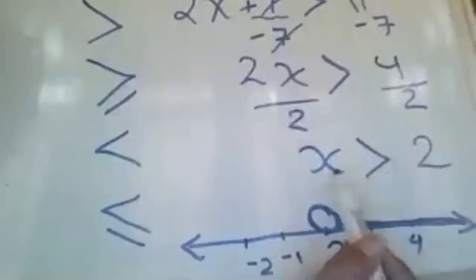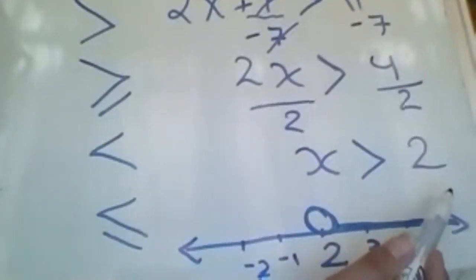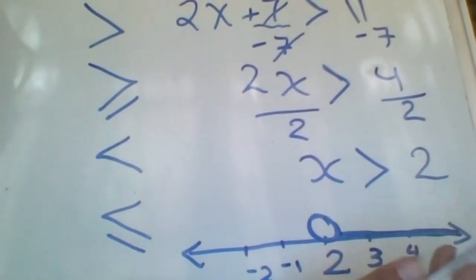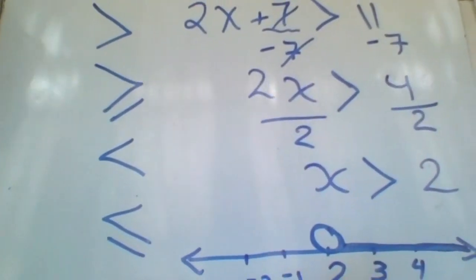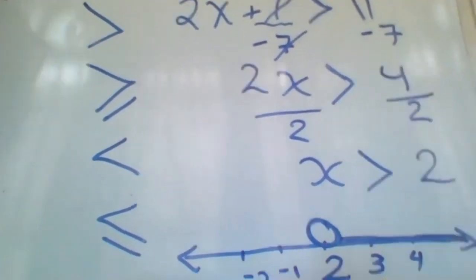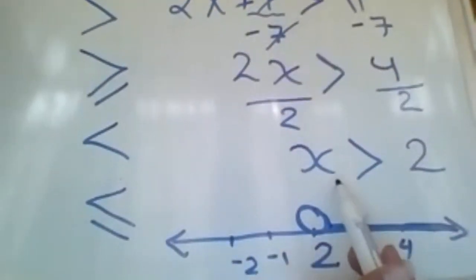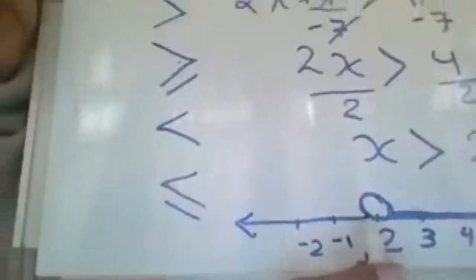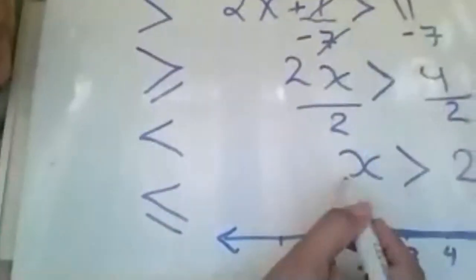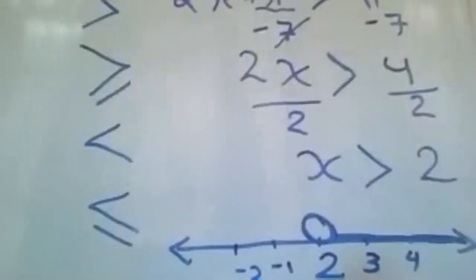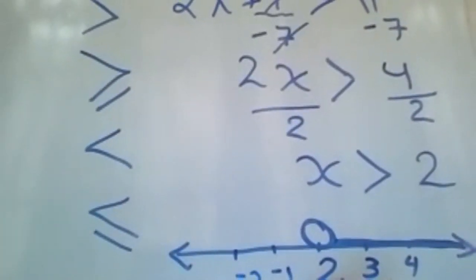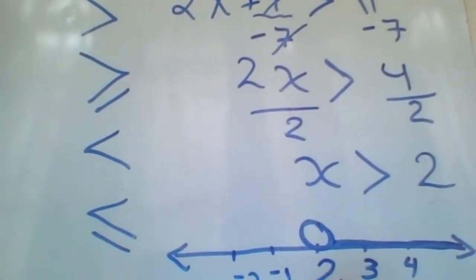Why? Because we said that x is more than 2, right? So whatever the number is, decimal or fraction, as long as it's more than 2, we will accept it as part of the inequality solution. Okay? If I remove x and put 2 instead of it, will you accept it as an answer?